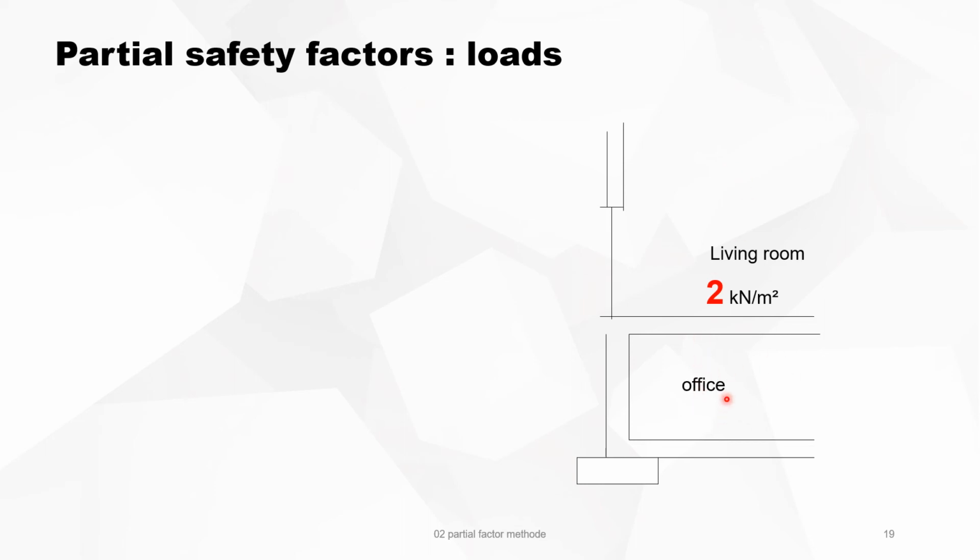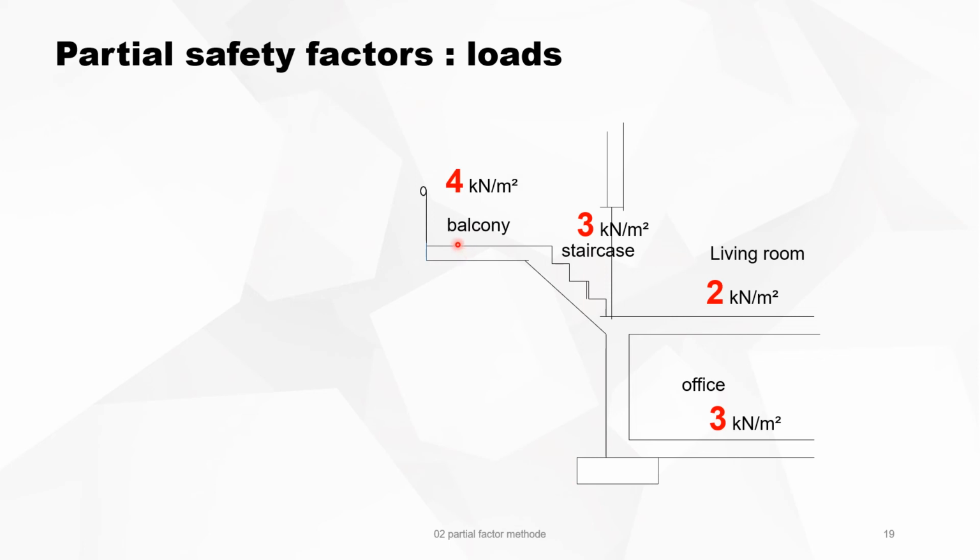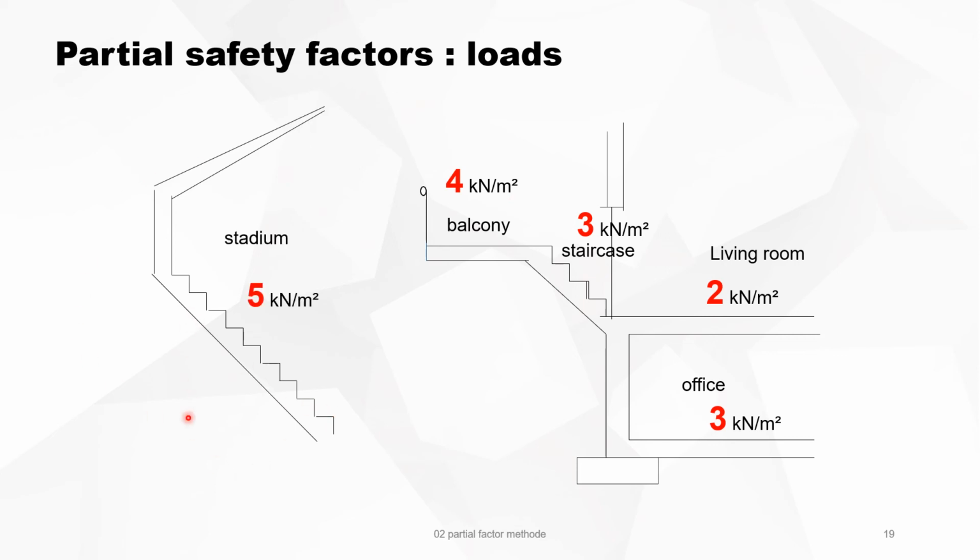If the basement, for instance, is an office, then the characteristic mobile load is 3 kilonewton per square meter. You take the stairs, and for staircases, the mobile load is 3 kilonewton per square meter. You come to the balcony, and in the balcony, it is 4 kilonewton per square meter. And from the balcony, you look at the stadium, and in a stadium, you will have 5 kilonewton per square meter.